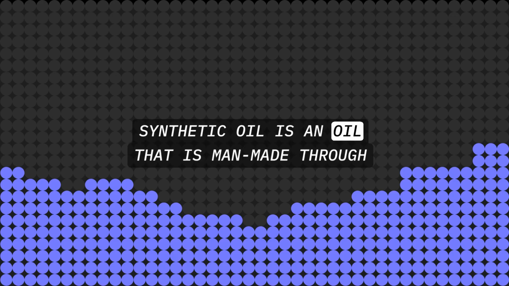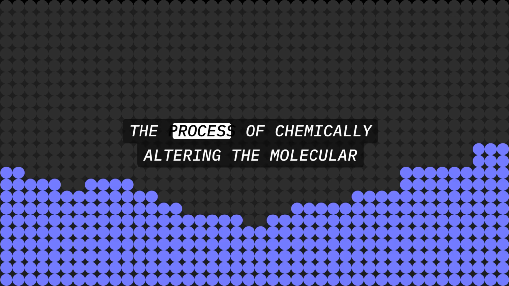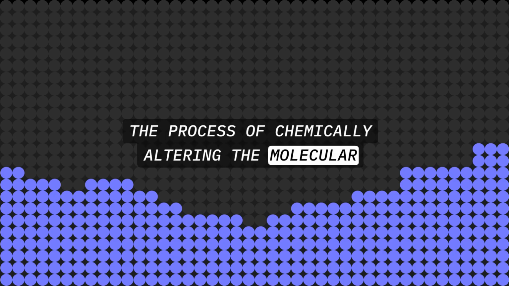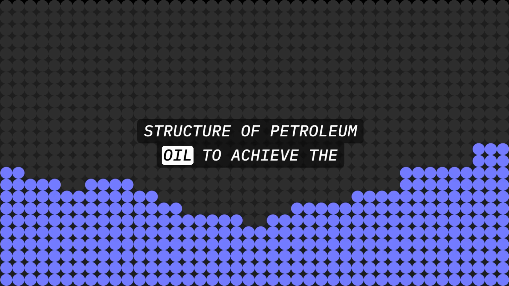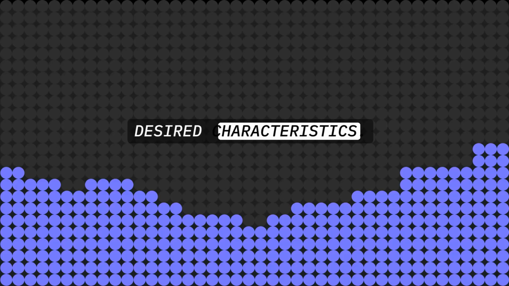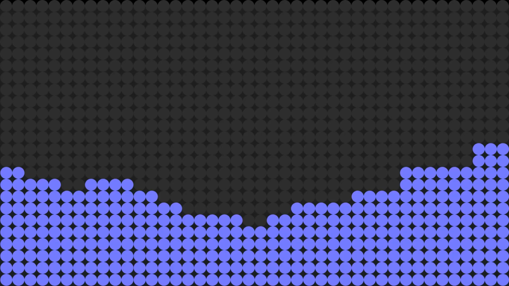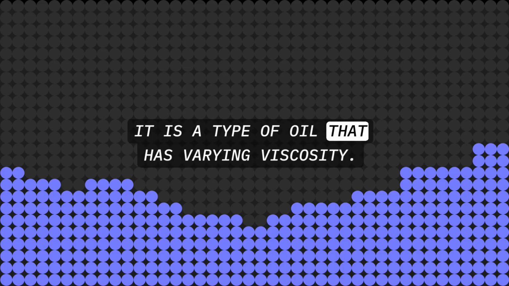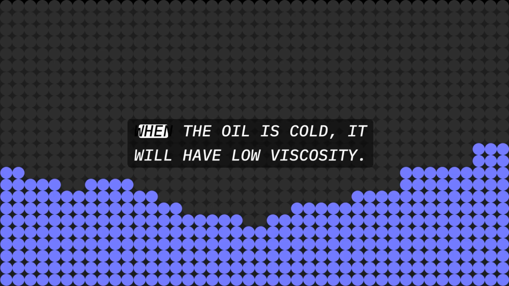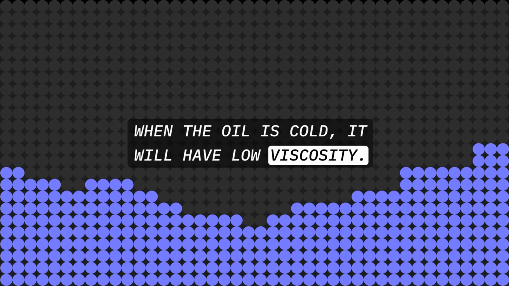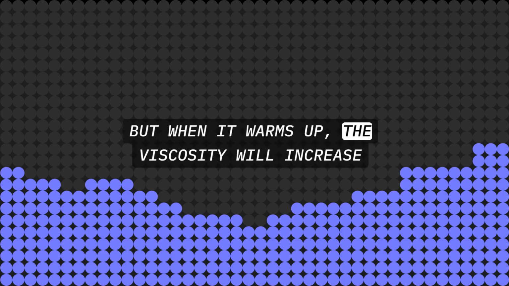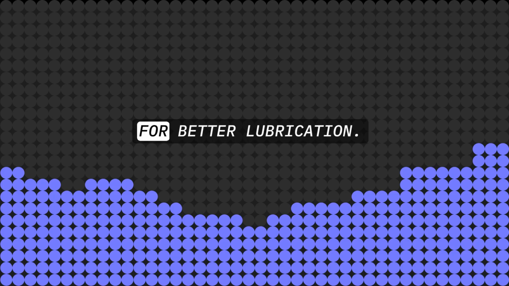Synthetic oil is an oil that is man-made through the process of chemically altering the molecular structure of petroleum oil to achieve the desired characteristics. What is meant by multi-viscosity oil? It is a type of oil that has varying viscosity. When the oil is cold, it will have low viscosity. But when it warms up, the viscosity will increase for better lubrication.